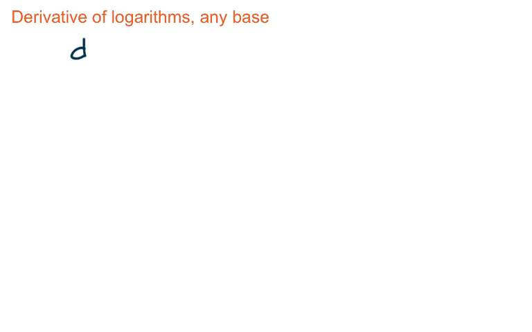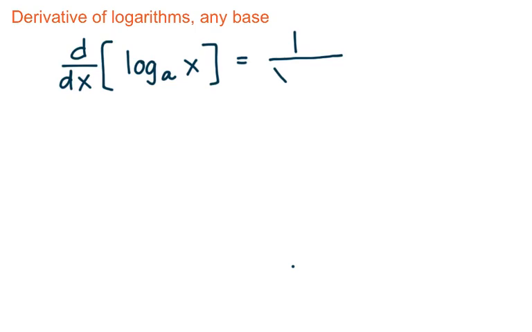The main thing that we are going to save and store is that the derivative with respect to x of a log base a, and that base can be any number as long as it's positive and not 1. So log base a of x equals 1 over x times the natural log of that base, regardless of what the base is. We're dividing by the natural log of the base. Let's look at this in action.